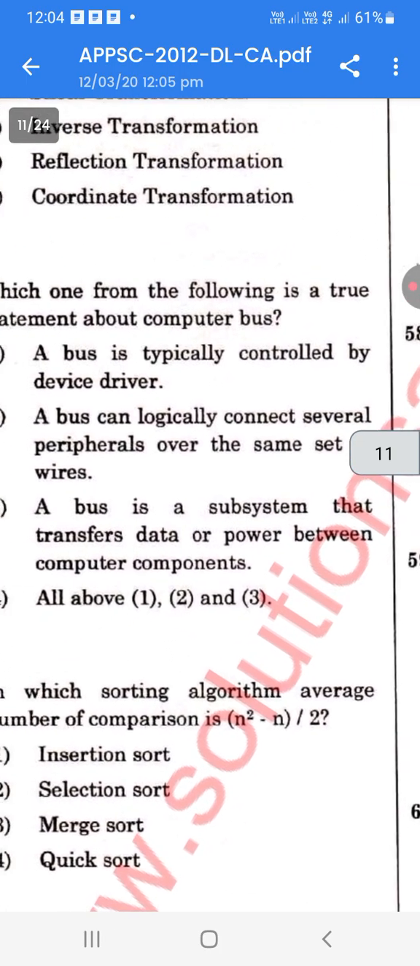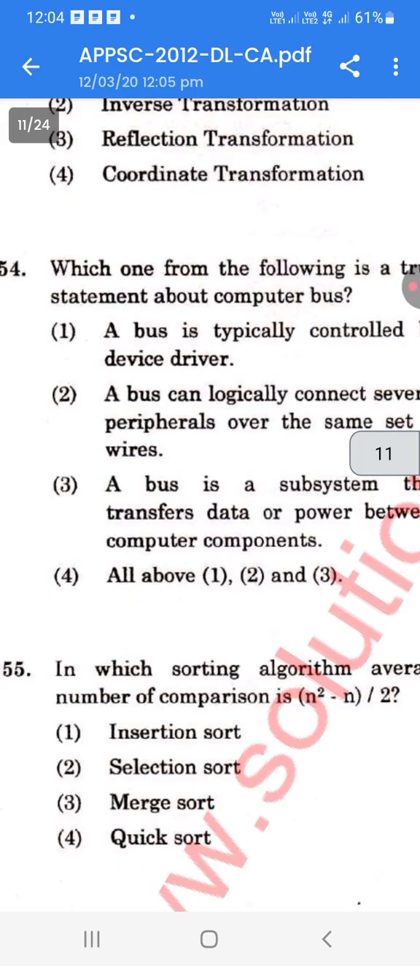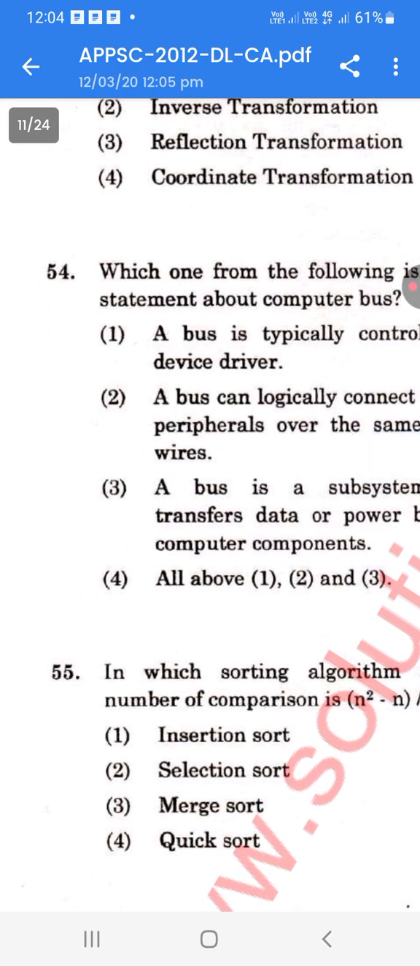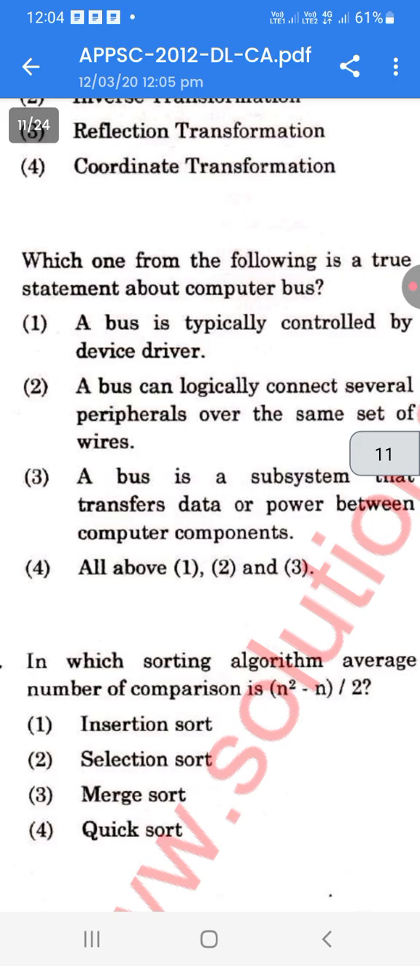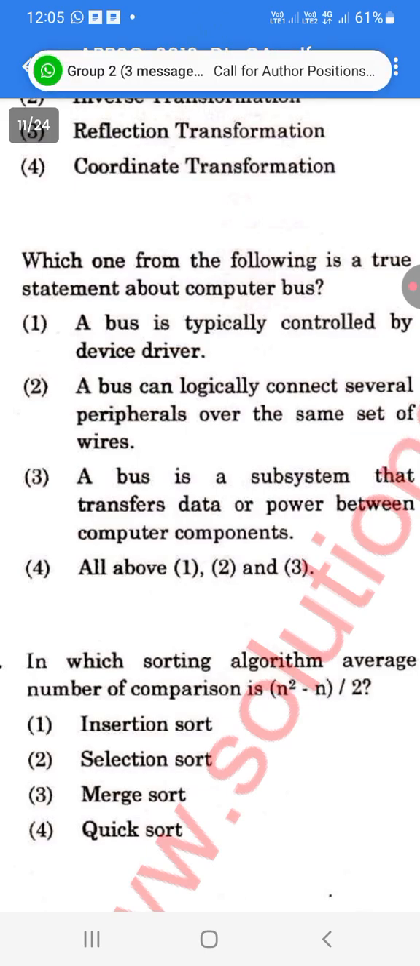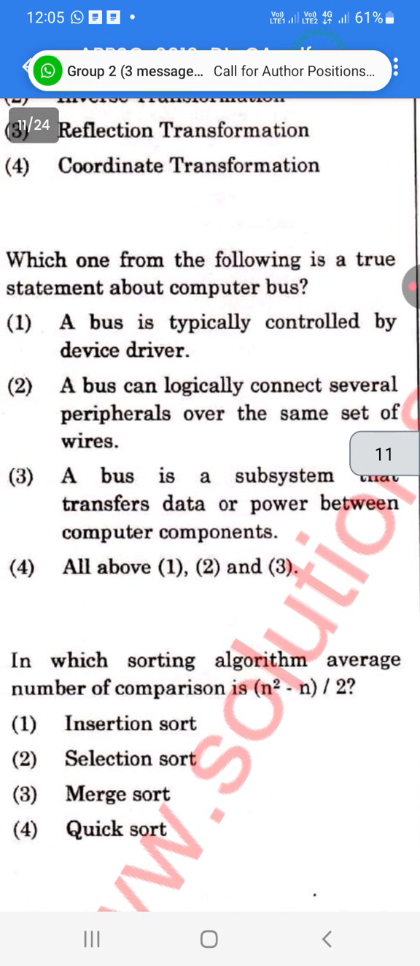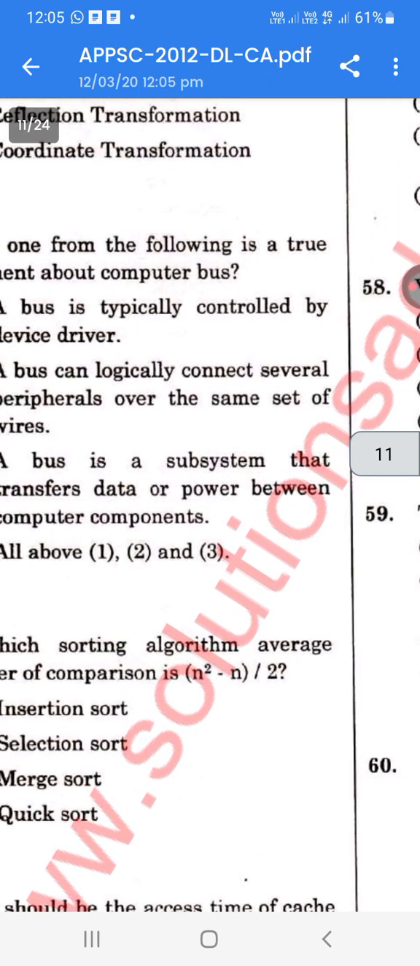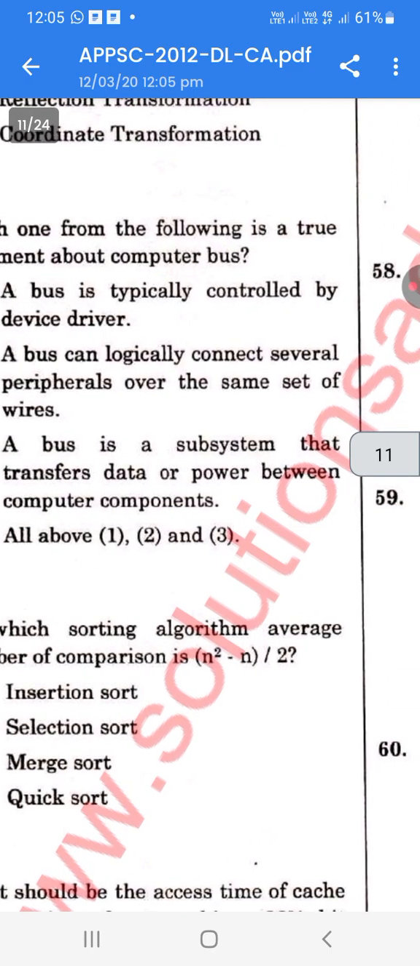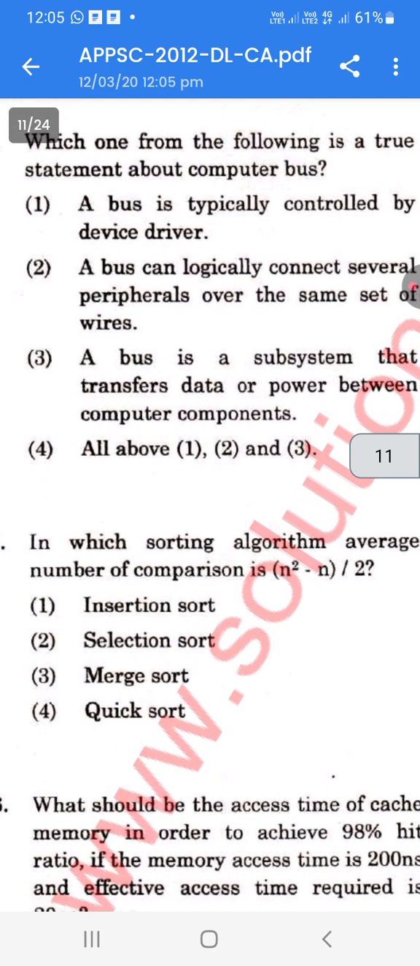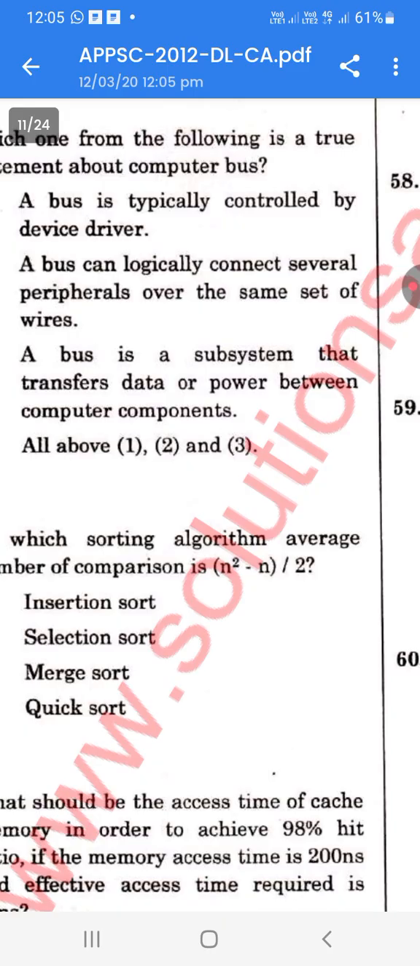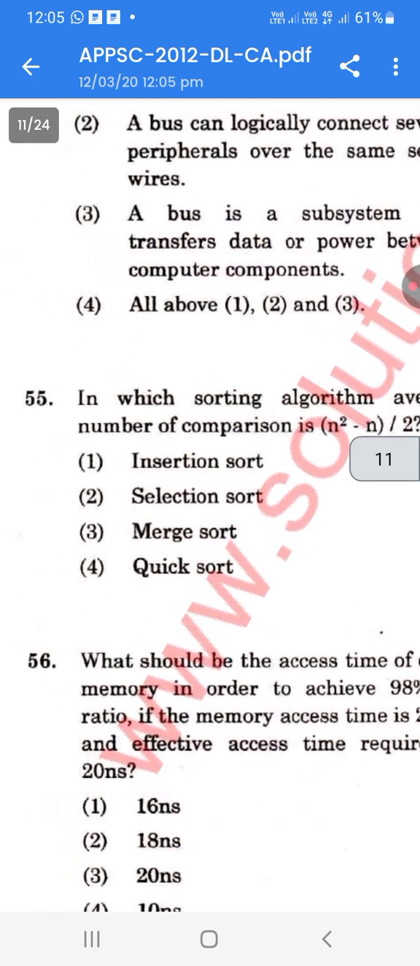Which one from the following is a true statement about computer bus? 54. All above, 1, 2 and 3. A bus is typically controlled by device driver. A bus can logically connect several peripherals over the same set of wires. A bus is a subsystem that transfers data or power between computer components.